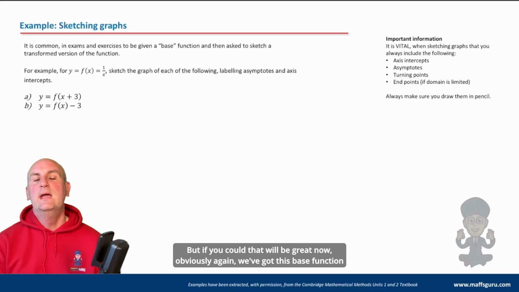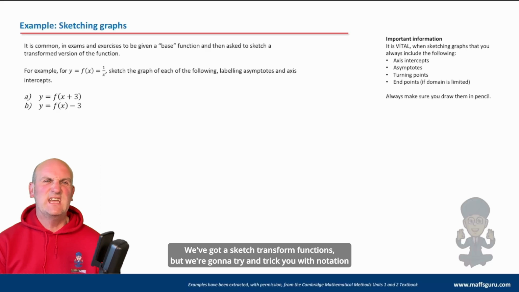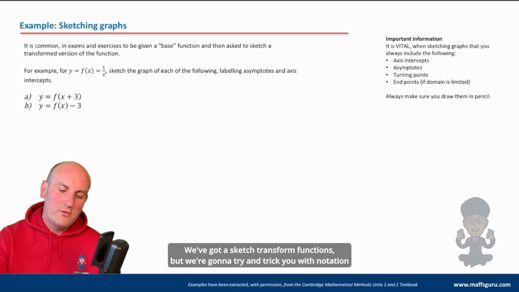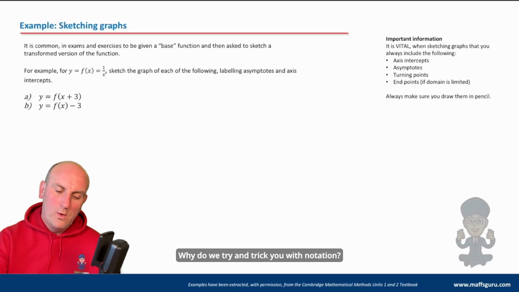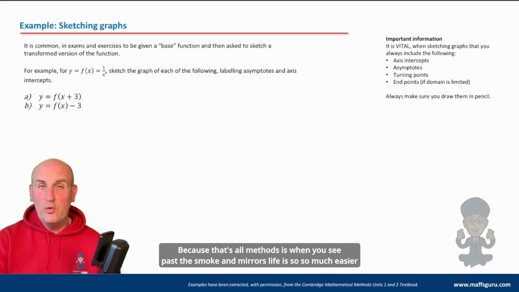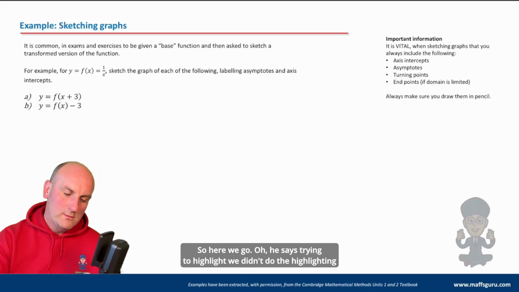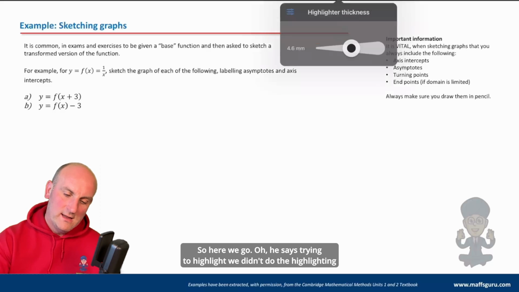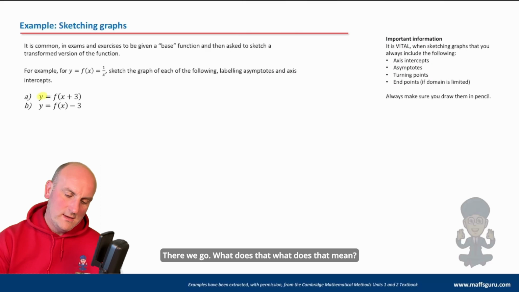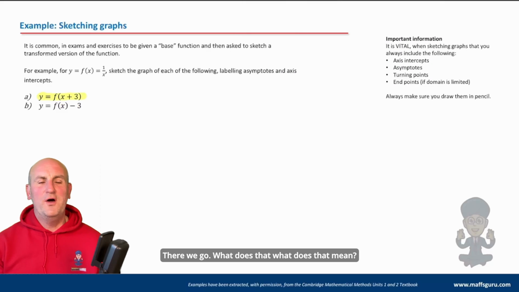Now, obviously, again, we've got this base function, we've got a sketch transform functions, but we're going to try and trick you with notation. Why do we try and trick you with notation? Because that's all methods is. When you see past the smoke and mirrors, life is so much easier. So here we go. We didn't do the highlighting. There we go. What is that? What on earth does that mean?